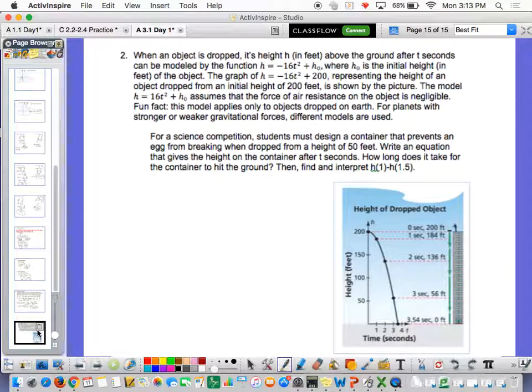The model assumes that the force of air resistance is negligible. So you're like, then Bauckham, why are we doing this? We don't live in a vacuum. Well, because sometimes we just have to see how things work in a perfect world.